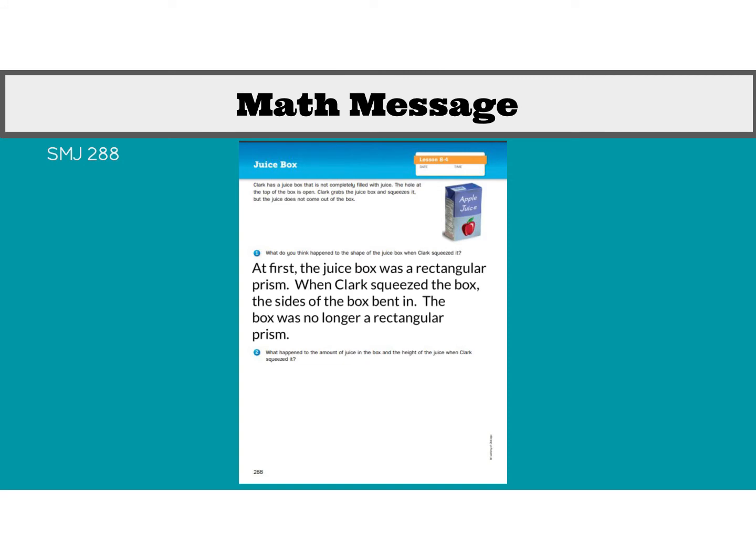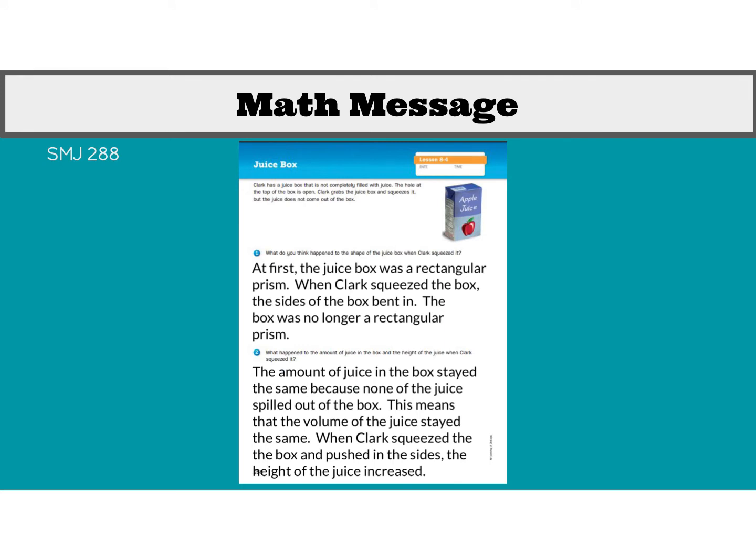So let's take a look at number 1. At first, the juice box was a rectangular prism. When Clark squeezed the box, the sides of the box bent in, which some of you probably can relate to. The box was no longer a rectangular prism.